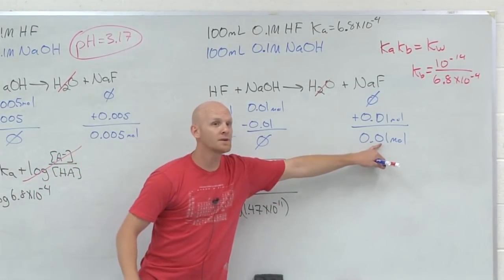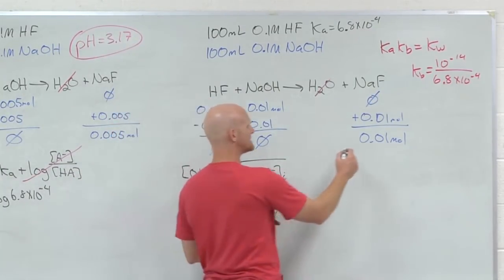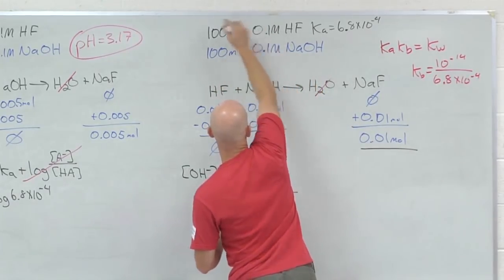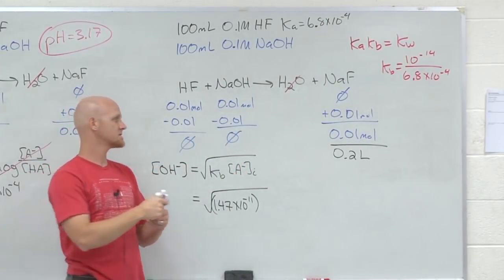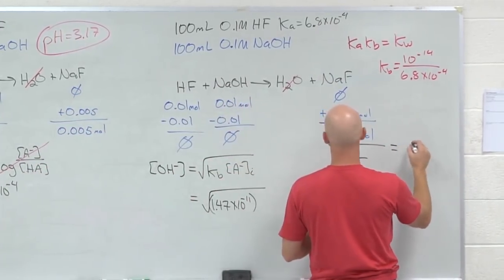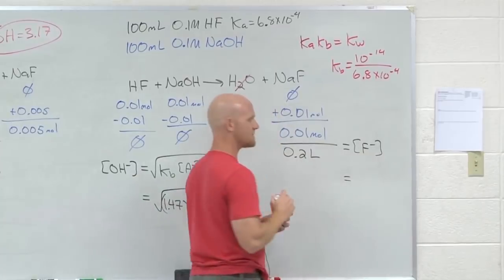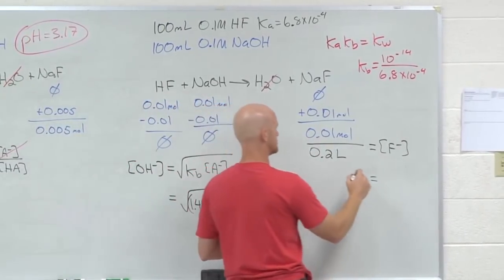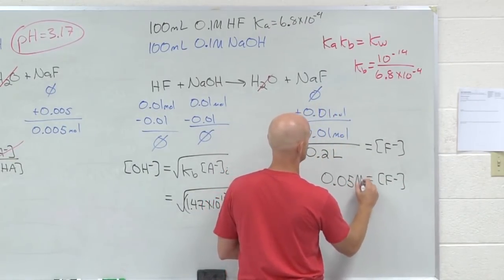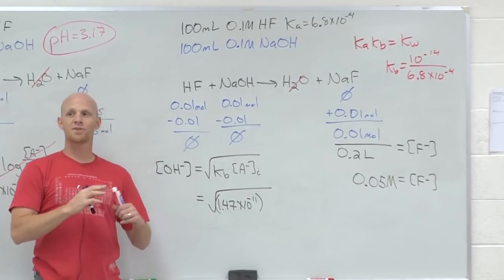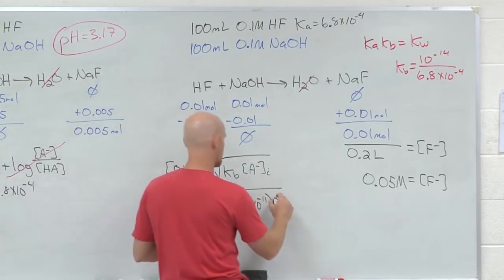Do I know the molarity of the base right now? No, I just know the moles. How do I turn that back into a molarity? Divide by the total liters. What is the total liters now? 200 milliliters is 0.2 liters. And so this is going to get me my concentration of base here, in this case, the concentration of F minus. And what does that come out to? It's 0.05 molar. That is my concentration of base that gets plugged back into the shortcut here.